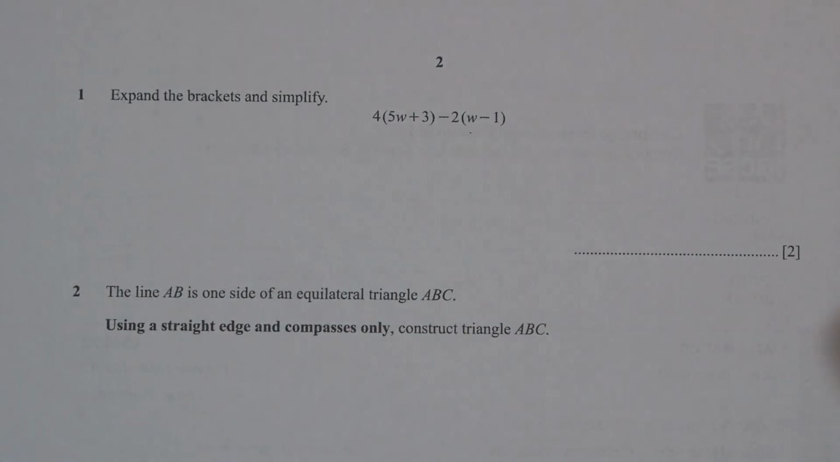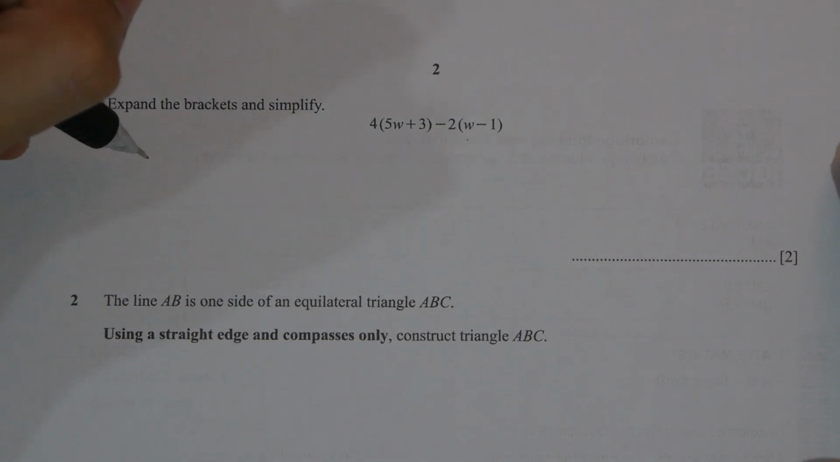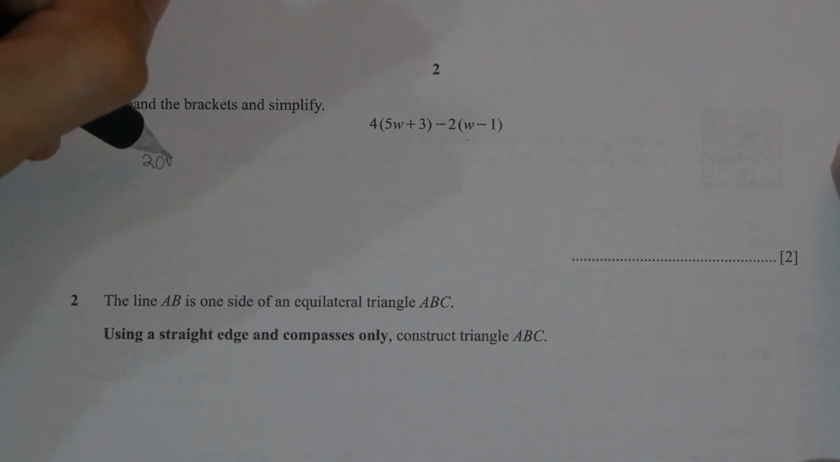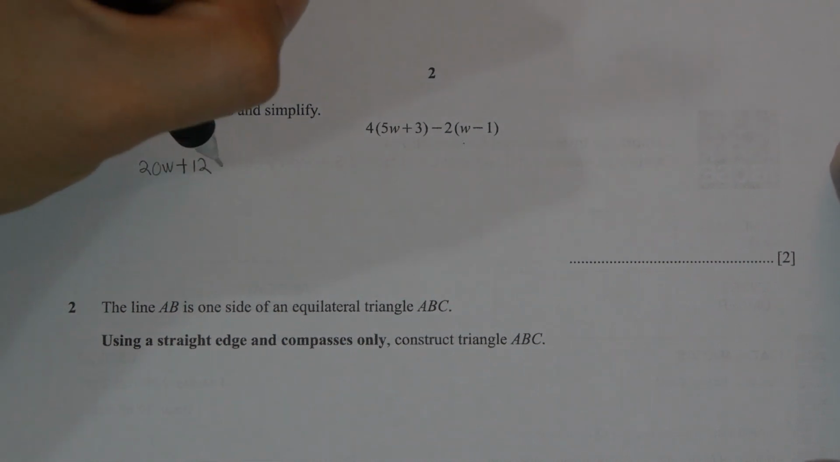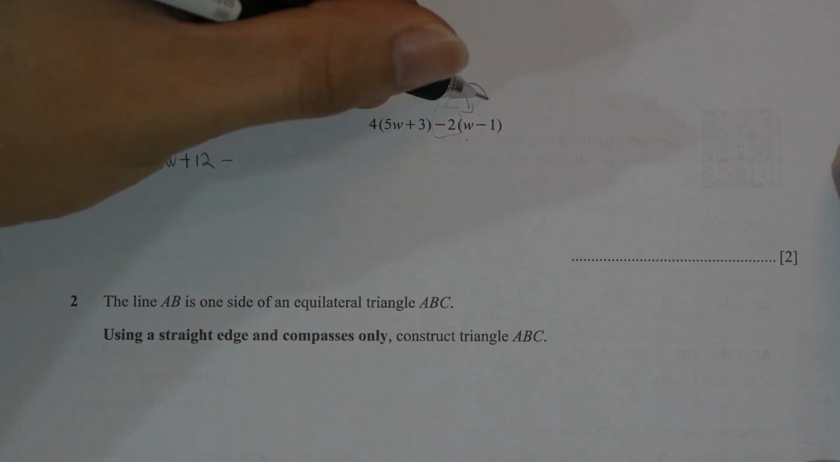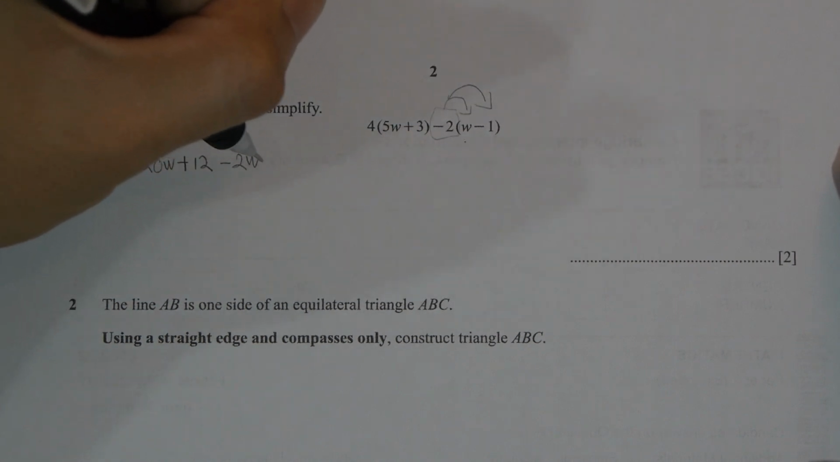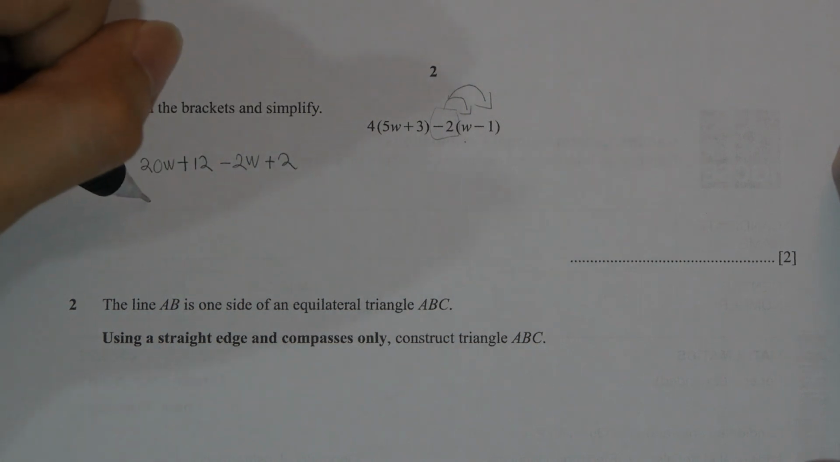For the first question, you simply expand the bracket by multiplying 4 into 5w plus 3 and negative 2 into w and negative 1. Okay, so after you expand it, rearrange, then you will get the final answer.